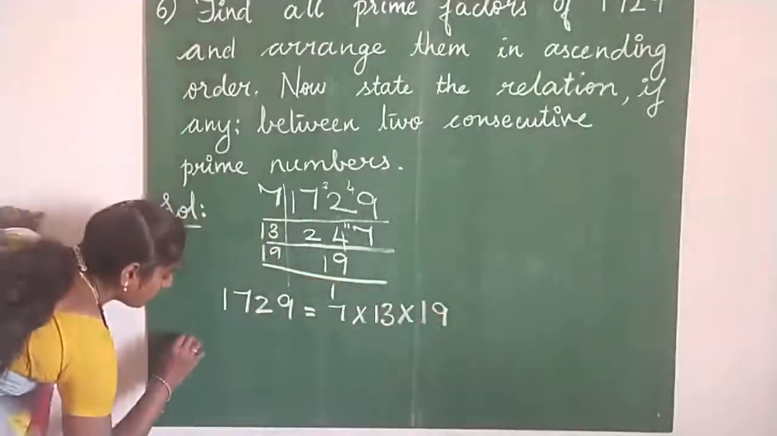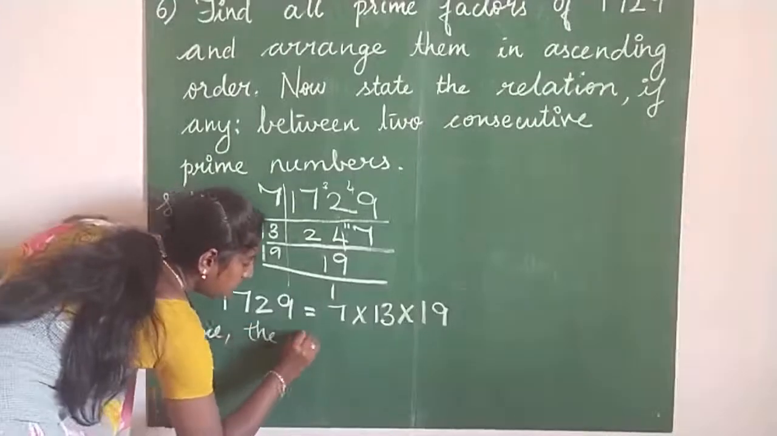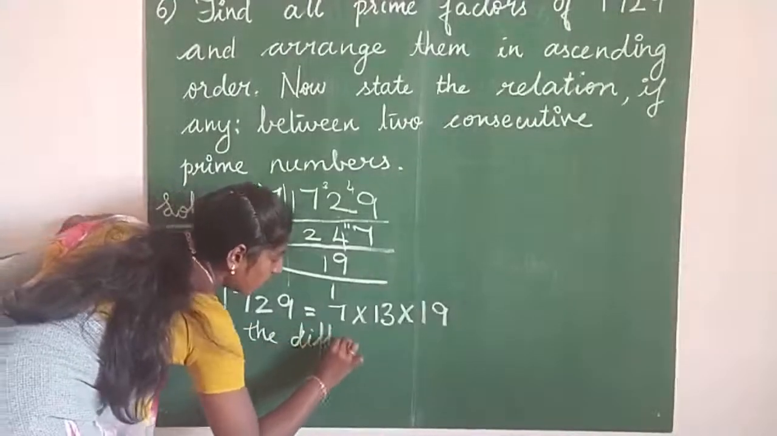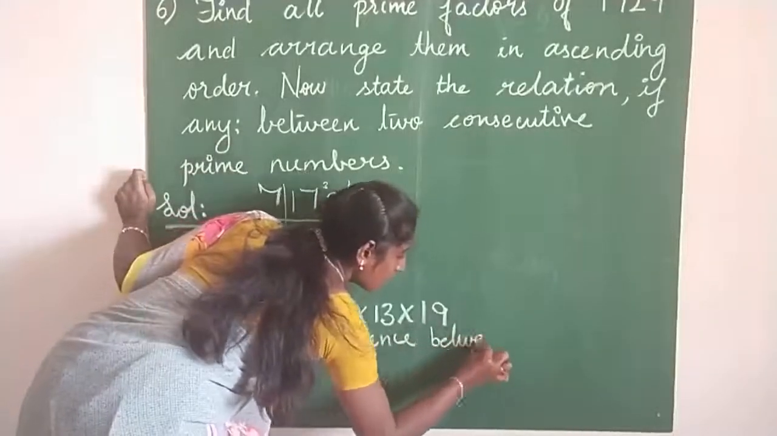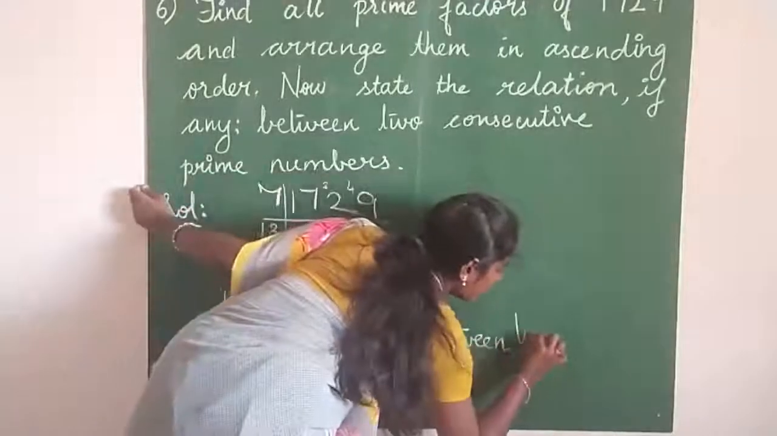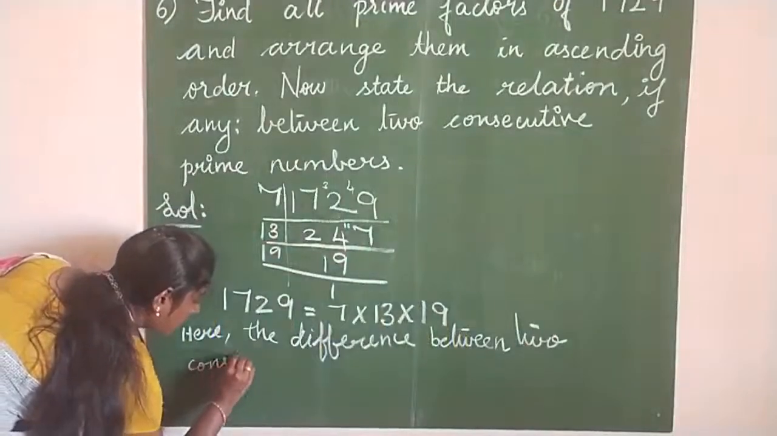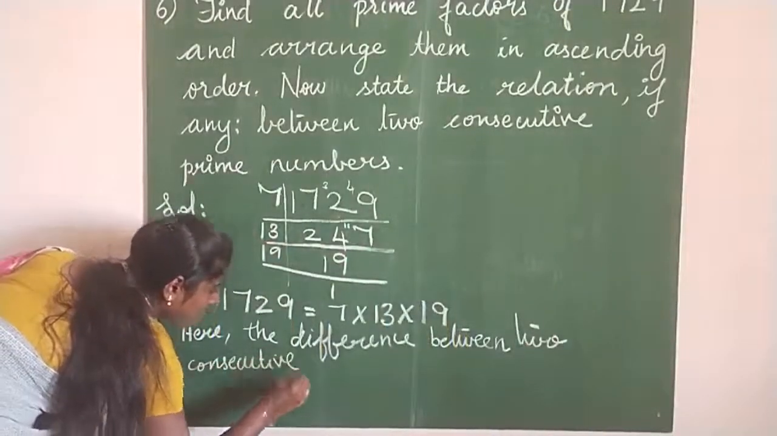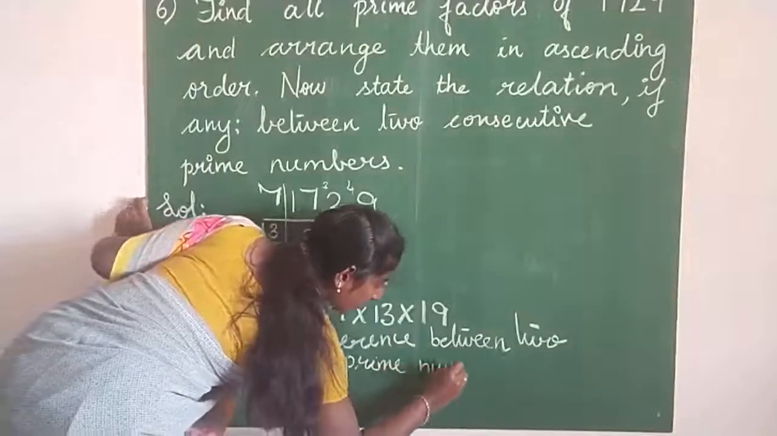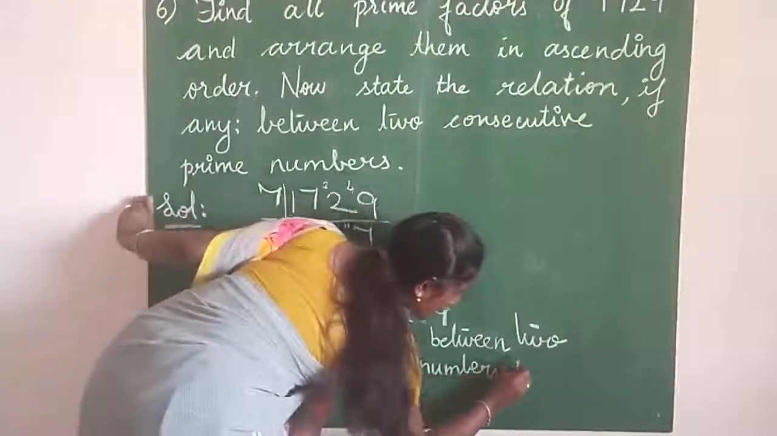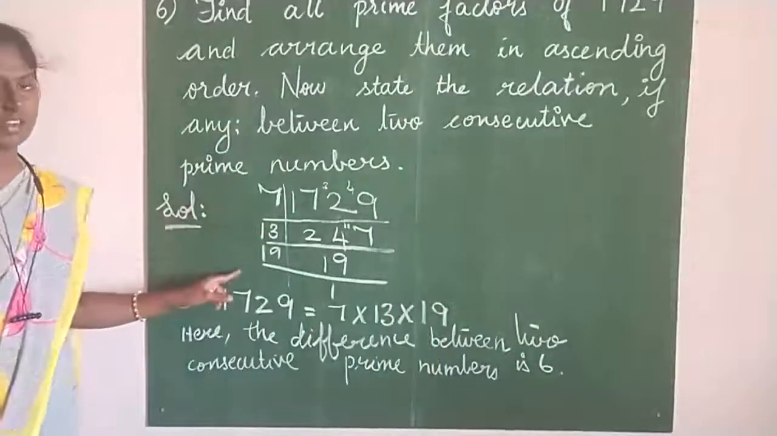Okay, here the difference between two consecutive prime numbers is 6. So this is the relation for this prime factorization. Is it clear?